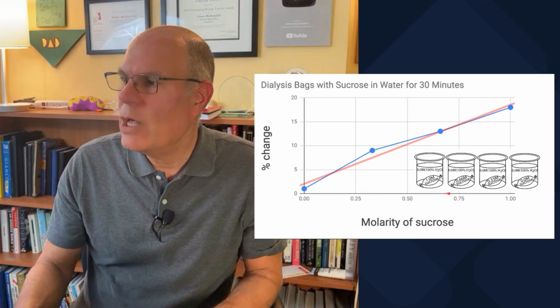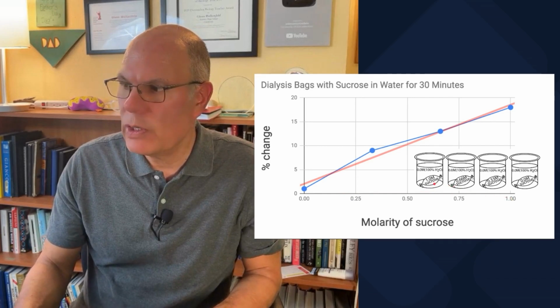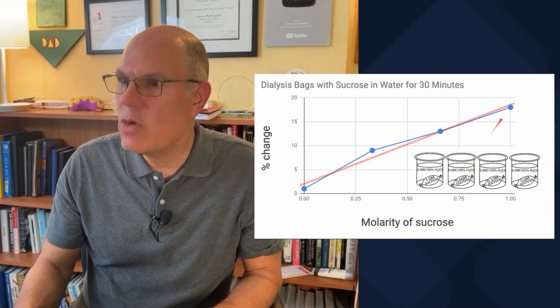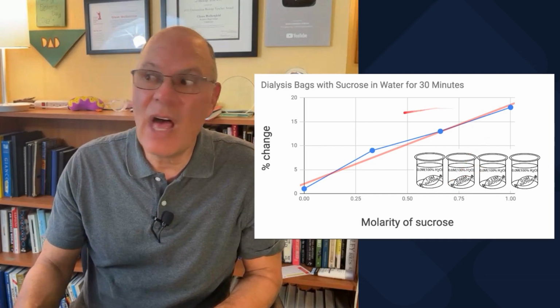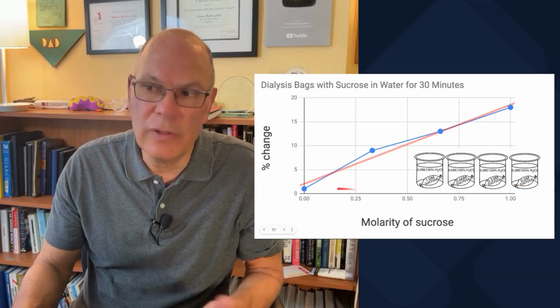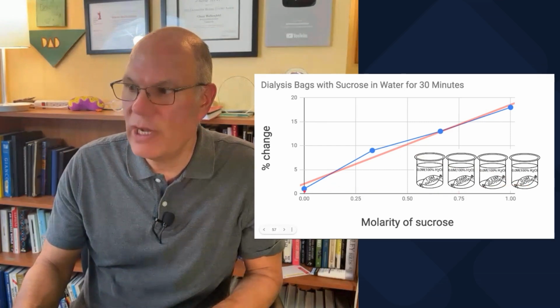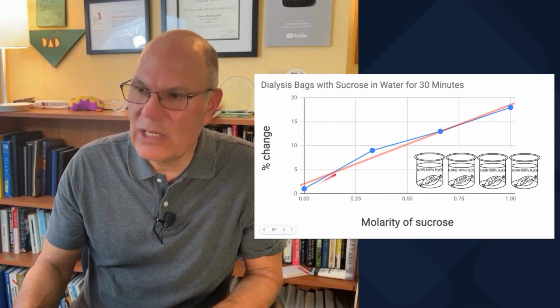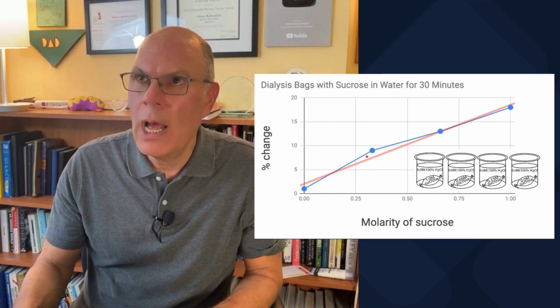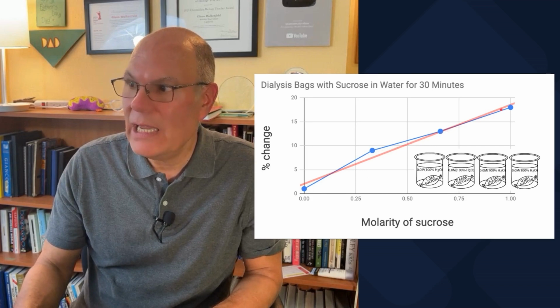You'll find that the 1.0 molar sucrose will have gained the most mass. It'll have the highest percent change, where the 0 molar sucrose will really not change at all. This might just be within the margin of error. And as the bags become more hypertonic, the amount of mass that they gain increases.